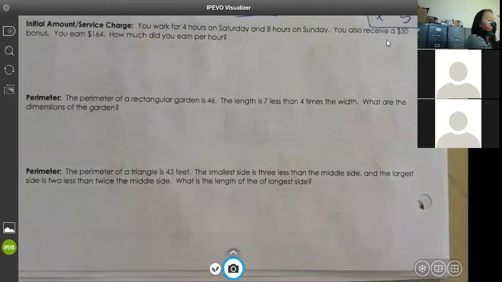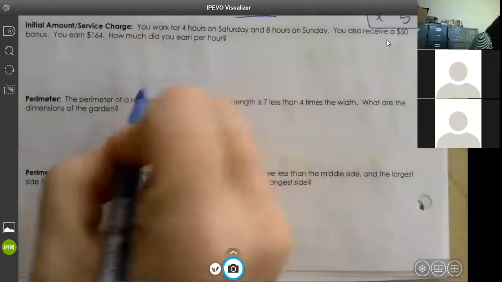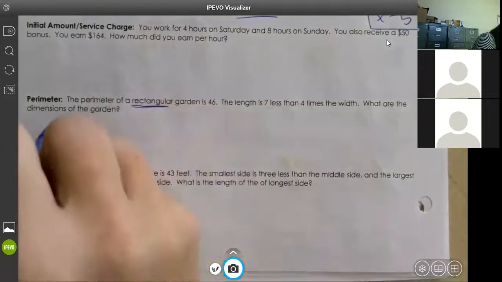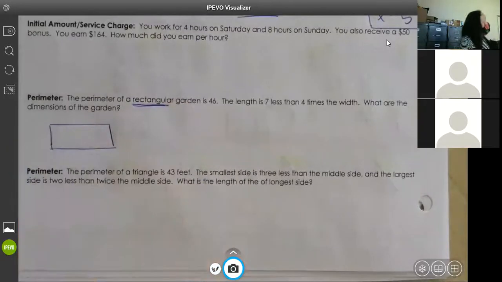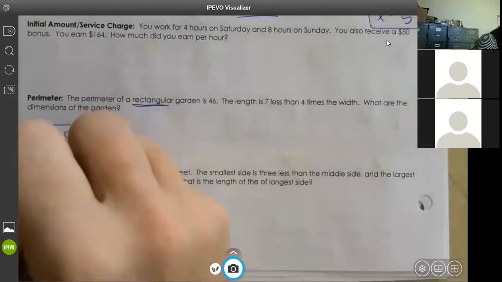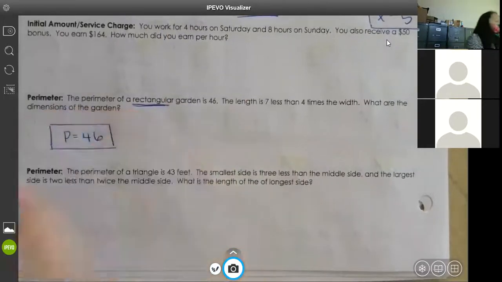The first thing that you want to do, it says the perimeter of a rectangular garden. So what I do is I draw a rectangle. My rectangle looks the same every single time, regardless of the length and the width. It says the perimeter is 46, so I put that inside so it doesn't mess with anything else, to remind me that perimeter is 46. What is perimeter? You add all the sides. Everybody good? What's special about a rectangle's sides? Yeah, the top and the bottom are equal, left and the right are equal.